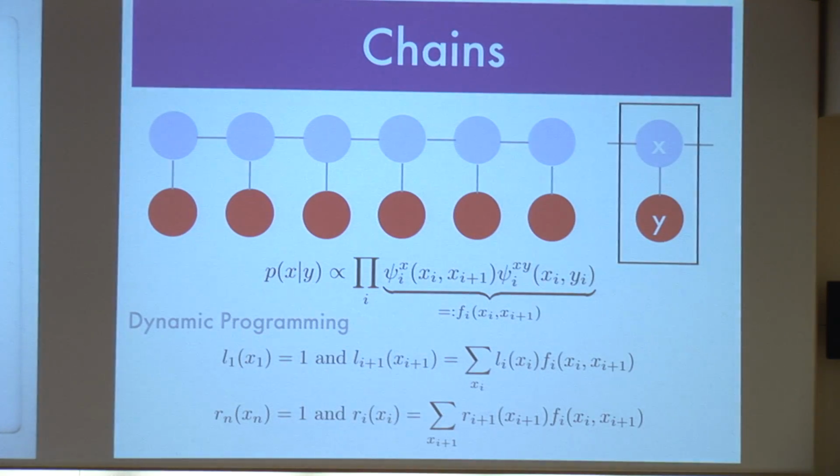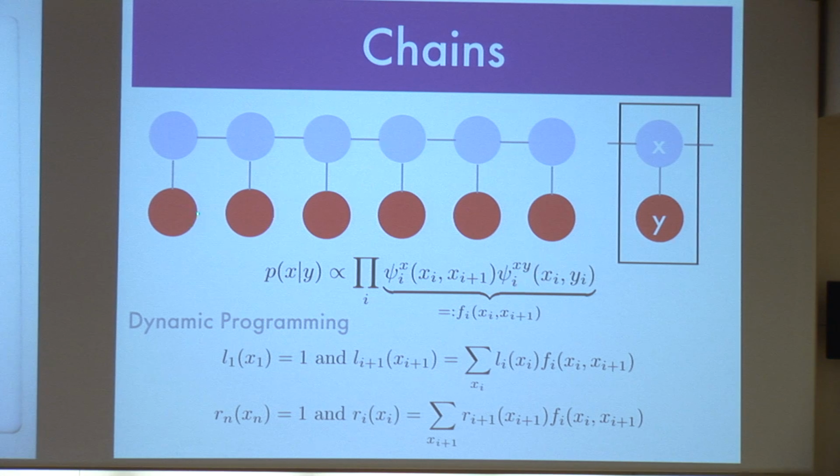Okay. So here's the dynamic programming. This is exactly what we did before. So I just set the first message from the left to 1, constant 1. Then the i plus first message from the left is just l_i of x_i times f_i of x_i and x_{i+1}. And this is now my new function of x_i and x_{i+1}. If I just want to get p of x given y. And so, for instance, if I have named entity tagging, this is one way to go about it.